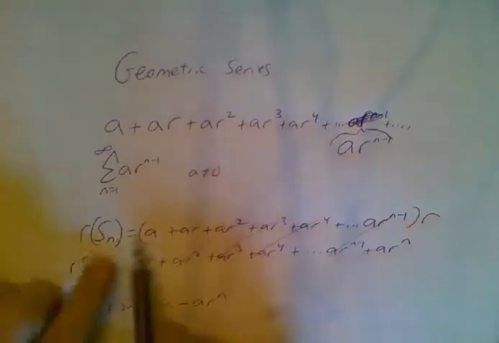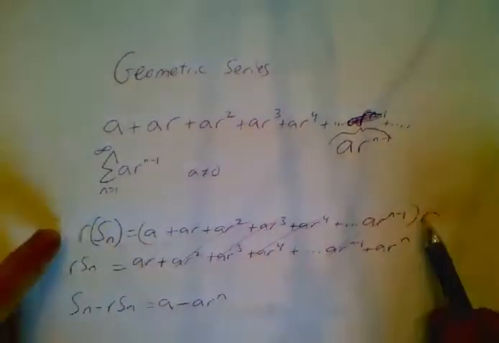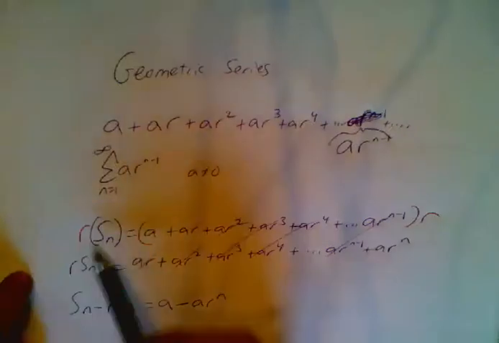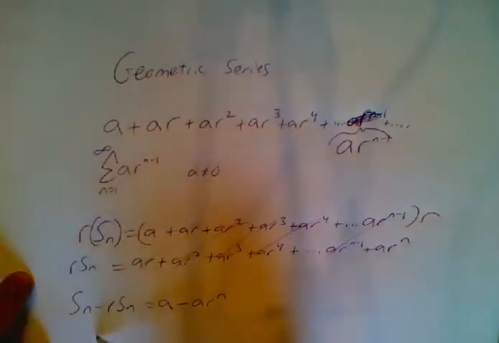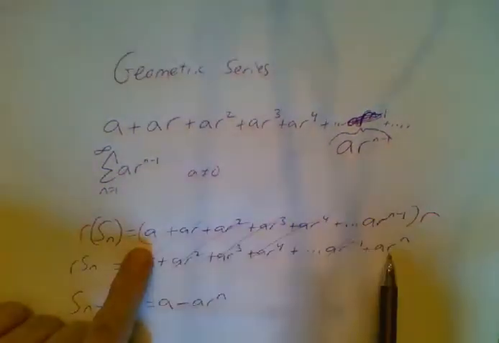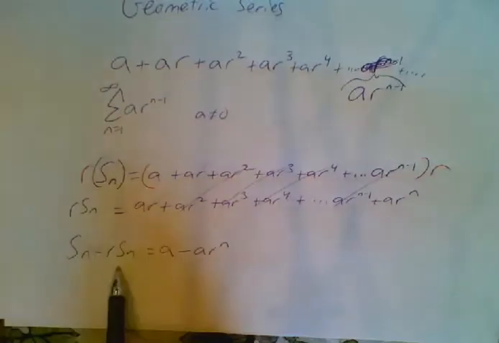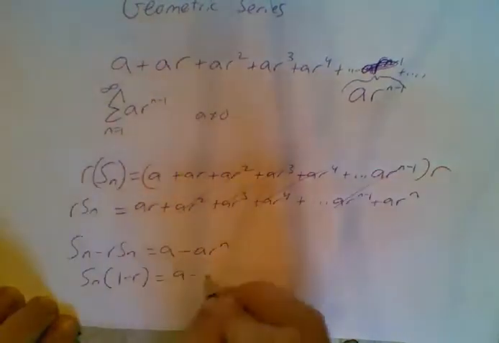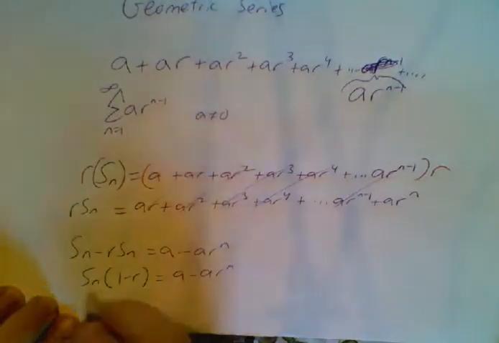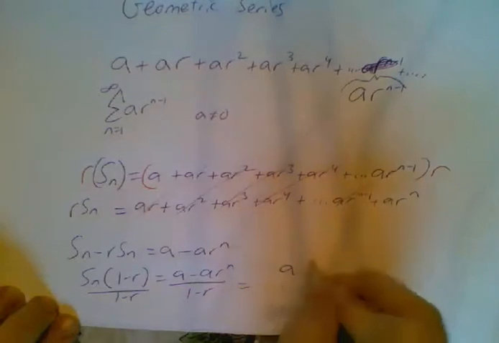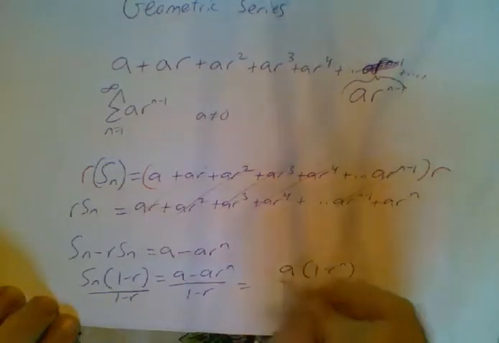So again, I started with my original geometric series. I multiplied through by r to create a new series, and I found the difference between the two. The main terms are just carried through, but all these terms cancel out one by one, except for the first term here and the last term here. All right, let's clean that up just a little bit. I do want to solve for the sum. So this would be S_n times 1 minus r equals a minus ar to the n. Divide both sides by 1 minus r and clean it up. So this is going to be a times 1 minus r to the n, over 1 minus r.